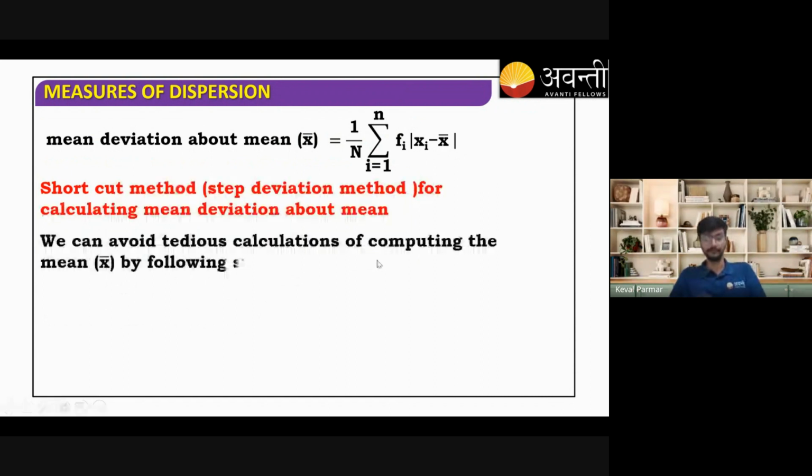Now, the shortcut method. You have heard of the assumed mean method, from 10th standard. There are three methods to calculate mean. First is the direct method. Second is the assumed mean method, which is the shortcut method. Third is the step deviation method. We'll discuss them one by one.